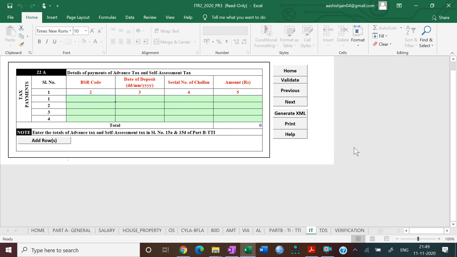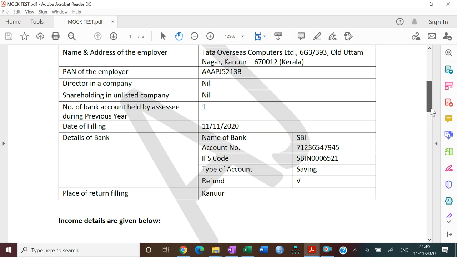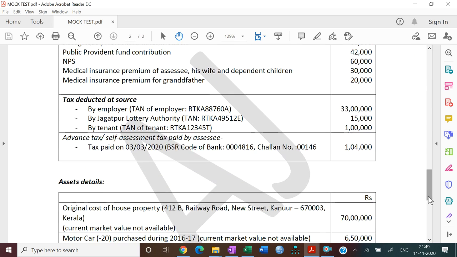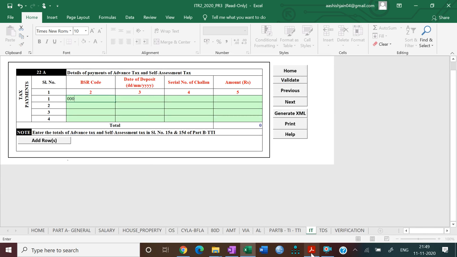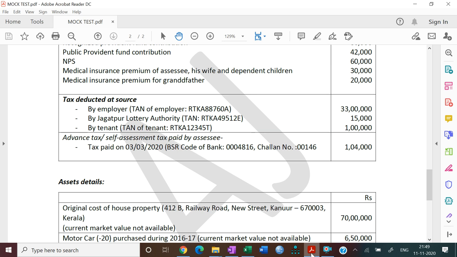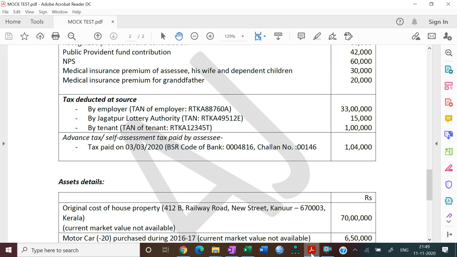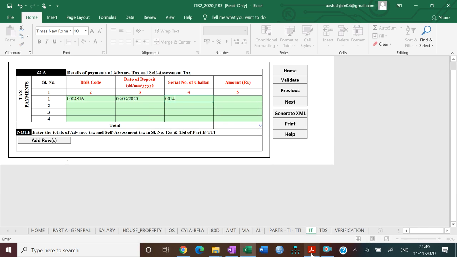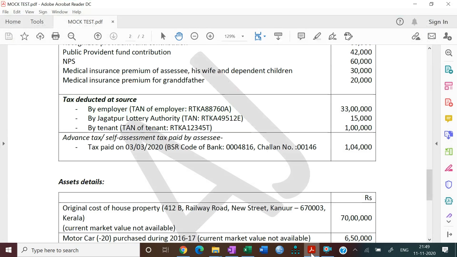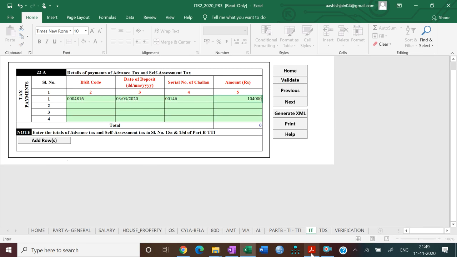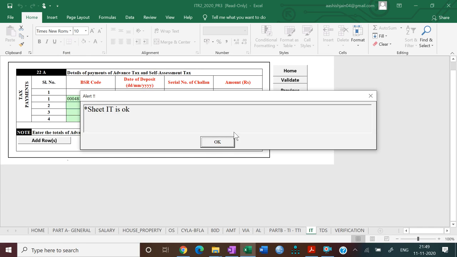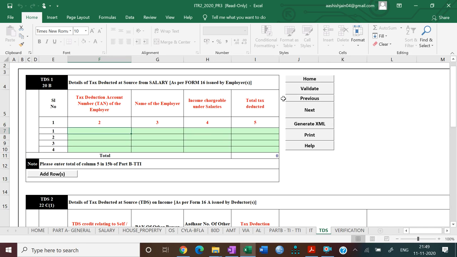Now first we will go to details about advance tax. Okay, BSR code is 0004816. Date 3320. Serial number of challan 00146. Amounting rupees 1,04,000. That's it. Validate. Okay, next page.